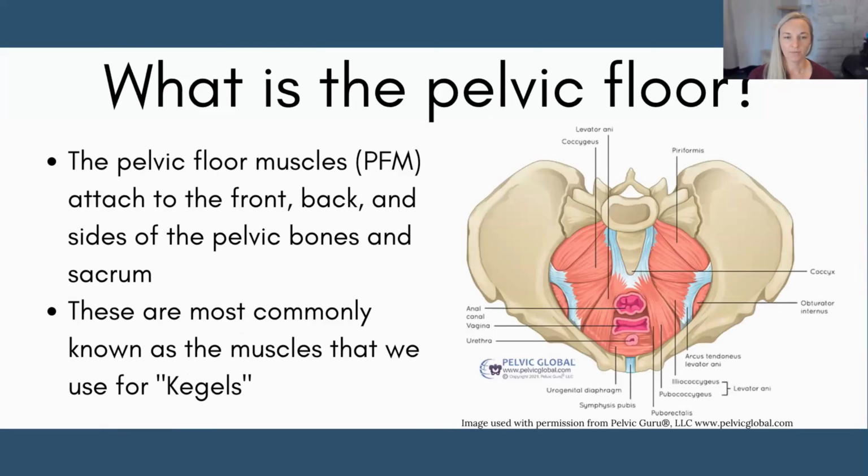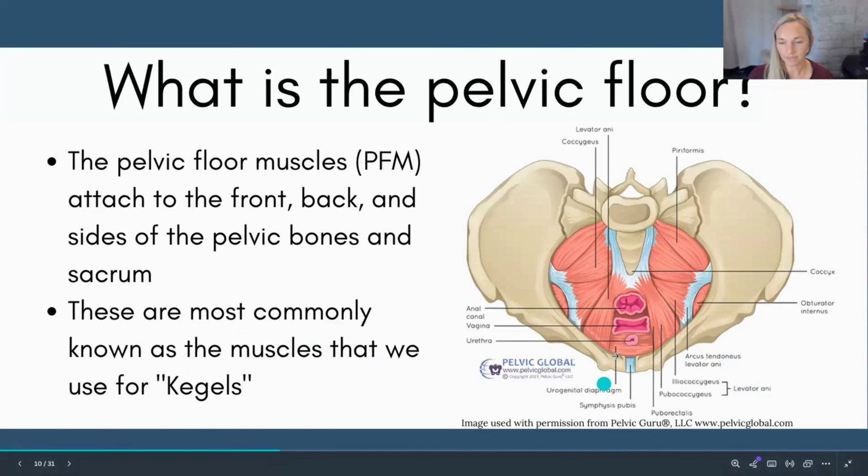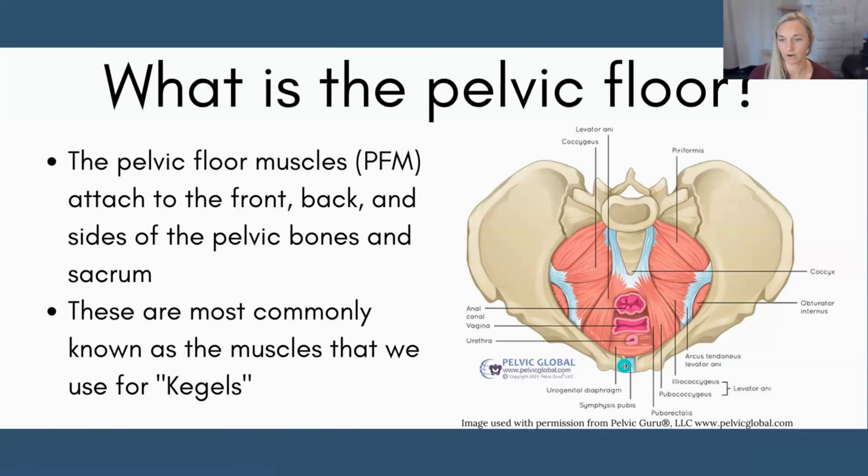So what is the pelvic floor? The pelvic floor is muscles that attach to the front of the pelvis, here in the pubic bone area, to the back of the sacrum. So they create this nice bowl or hammock for all of our organs above. These are most commonly known as muscles that we use for Kegels.